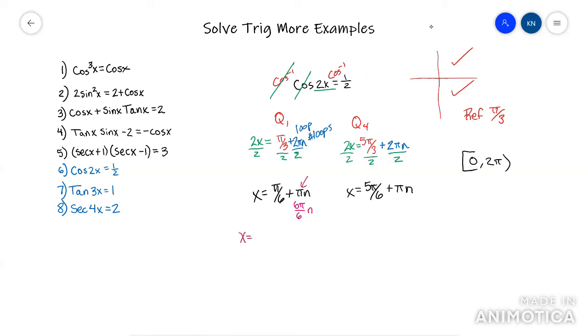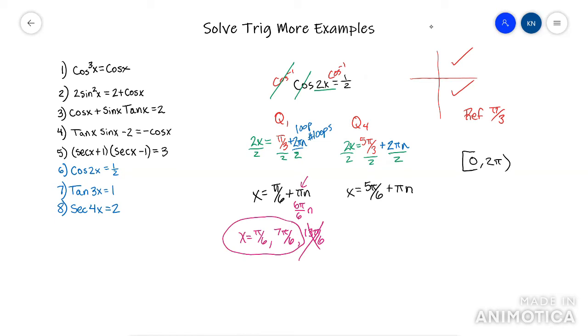You have one answer of pi over 6. You then have to account for adding 6 pi over 6 to that answer, so getting 7 pi over 6. And you do this until you hit 2 pi. So the next one would be 13 pi over 6. Well, that's greater than 2 pi, so it gets tossed. And these are my only two answers.